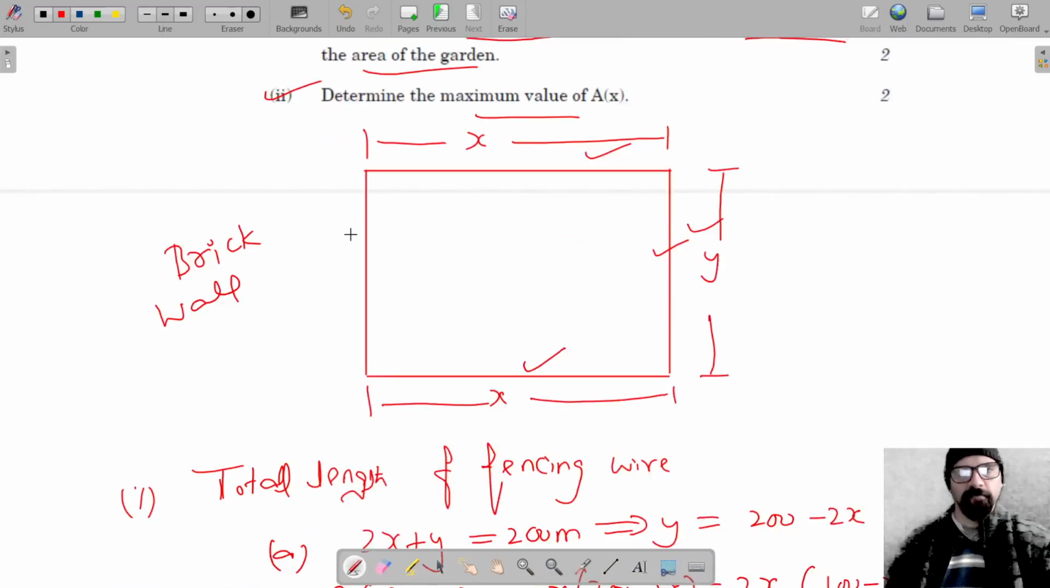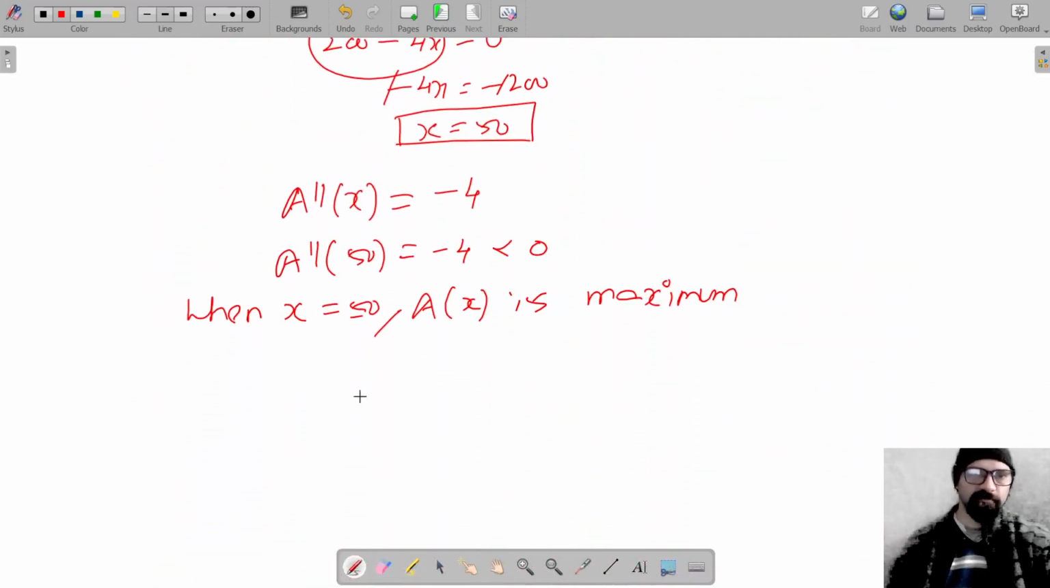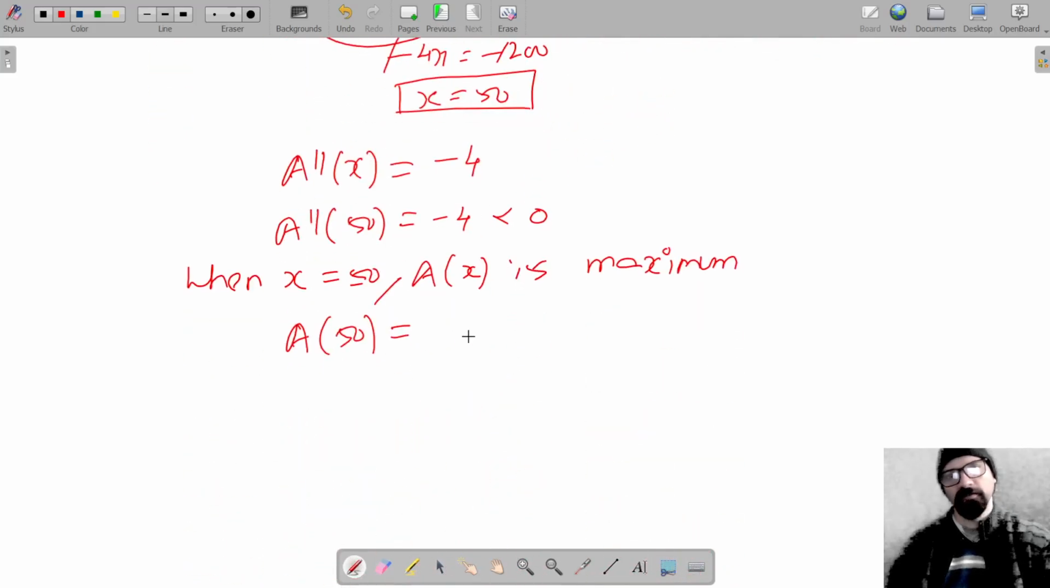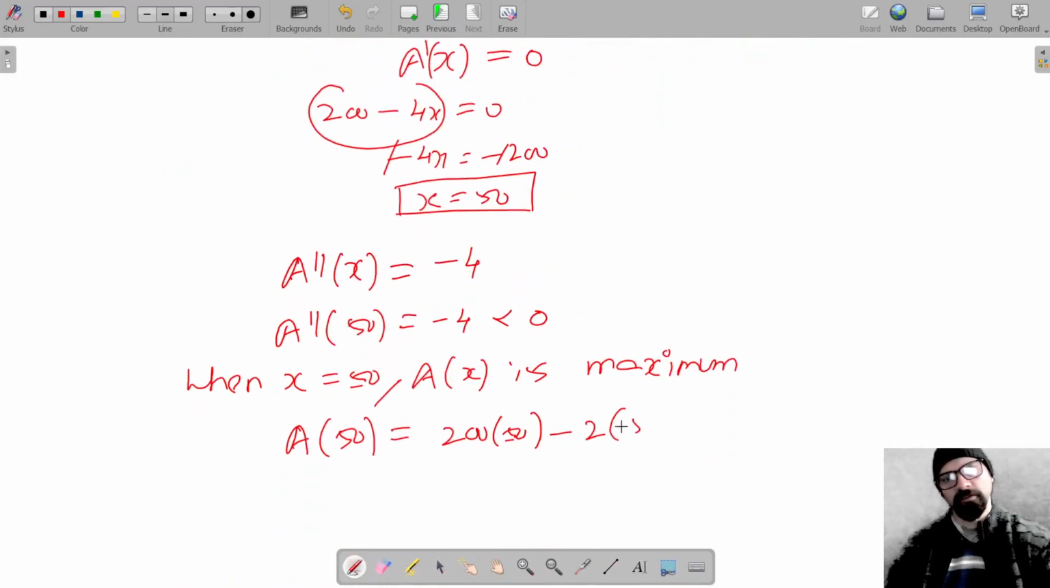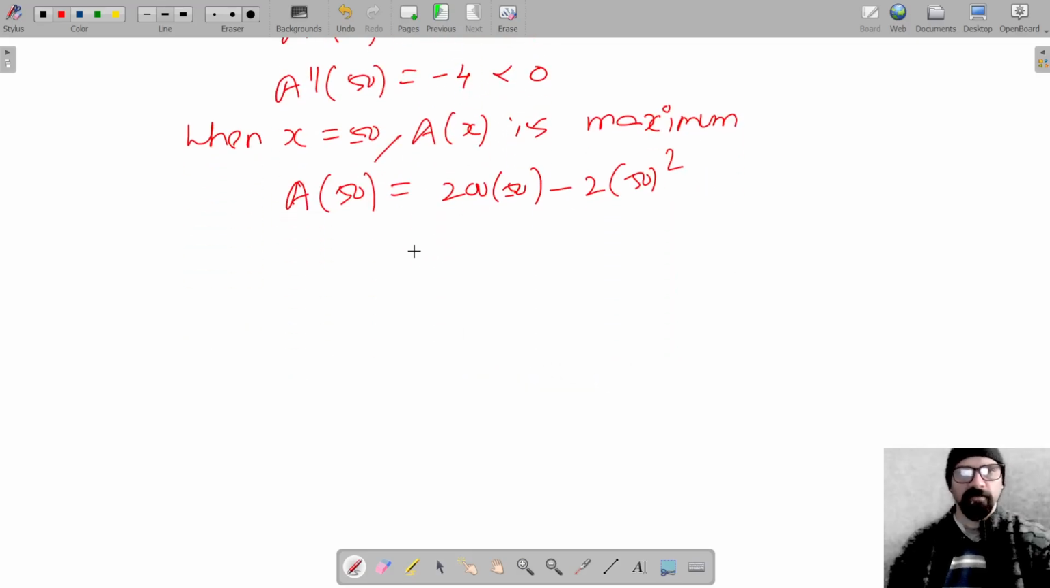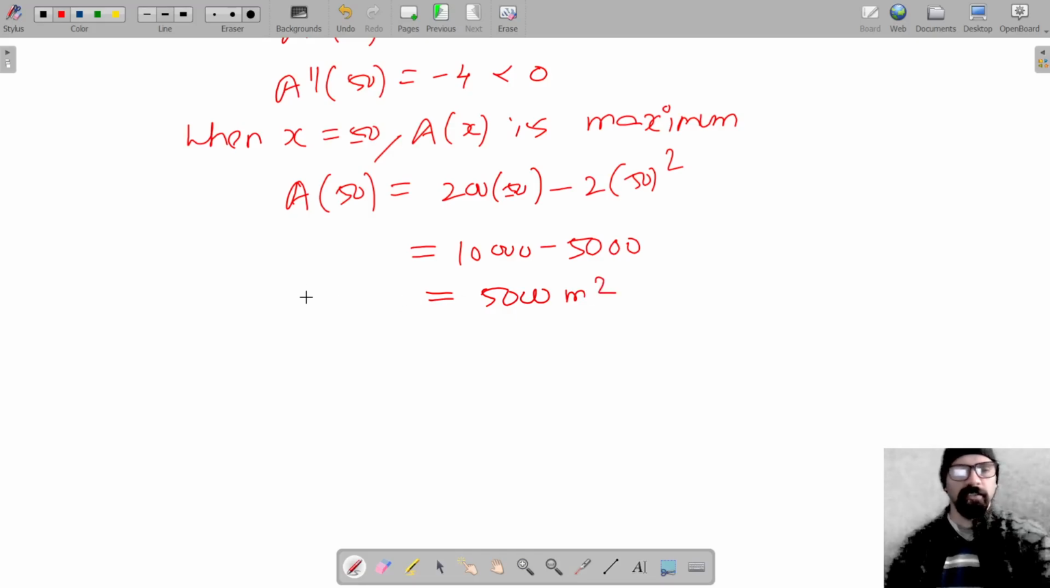Now we have to find the maximum value of the area, which is at x equal to 50. So this is 200 into 50 minus 2 into the square of 50. That is 10,000 minus 2 into 2,500, which is 5,000. So 5,000 square meters is the maximum value of the area.